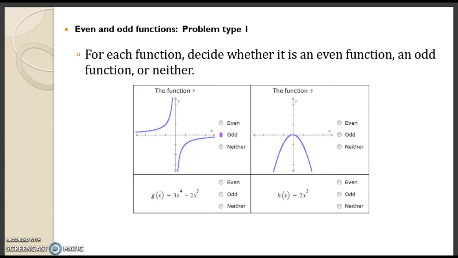For function s, there's a line down the middle, folded on top. Oh, it lands on itself. Even. Y-axis symmetry means even. Remember? Origin symmetry means odd.